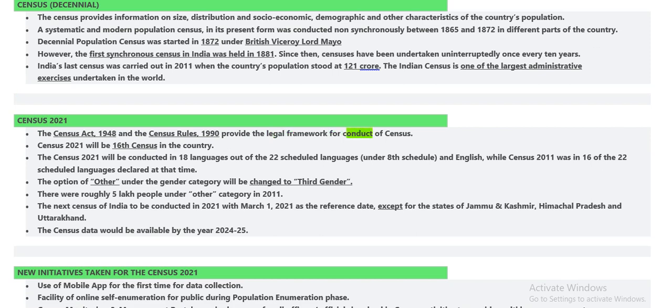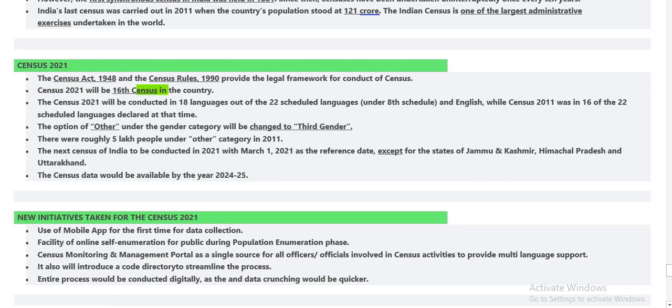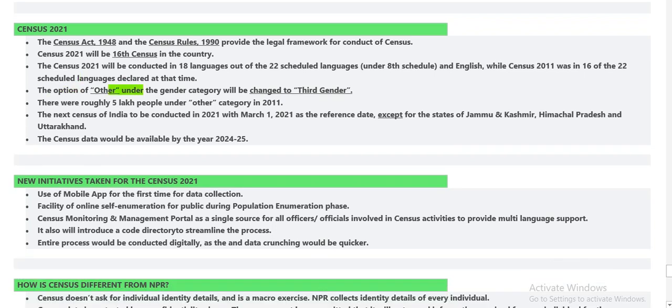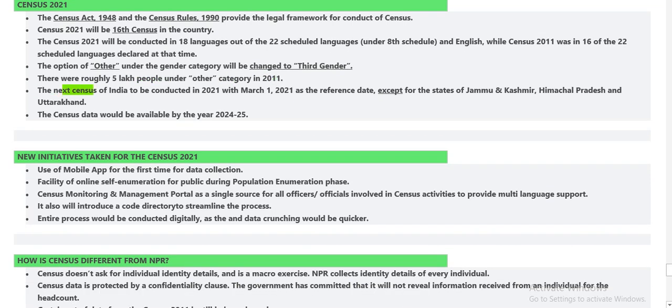The Indian census is one of the largest administrative exercises undertaken in the world. Census 2021. The Census Act 1948 and the Census Rules 1990 provide the legal framework for conduct of census. Census 2021 will be the 16th census in the country. The Census 2021 will be conducted in 18 languages out of the 22 scheduled languages, under the 8th schedule, and English, while Census 2011 was in 16 of the 22 scheduled languages declared at that time.